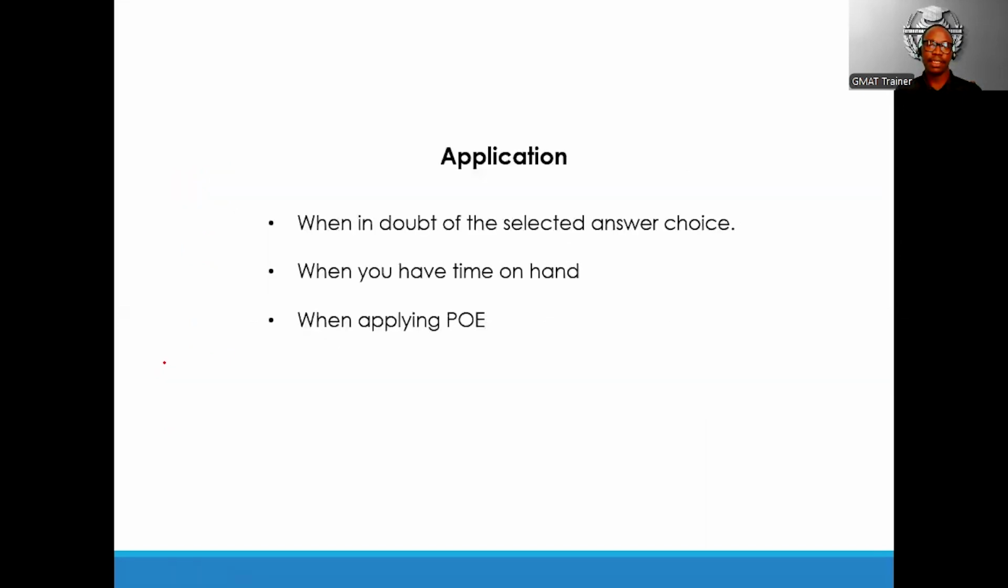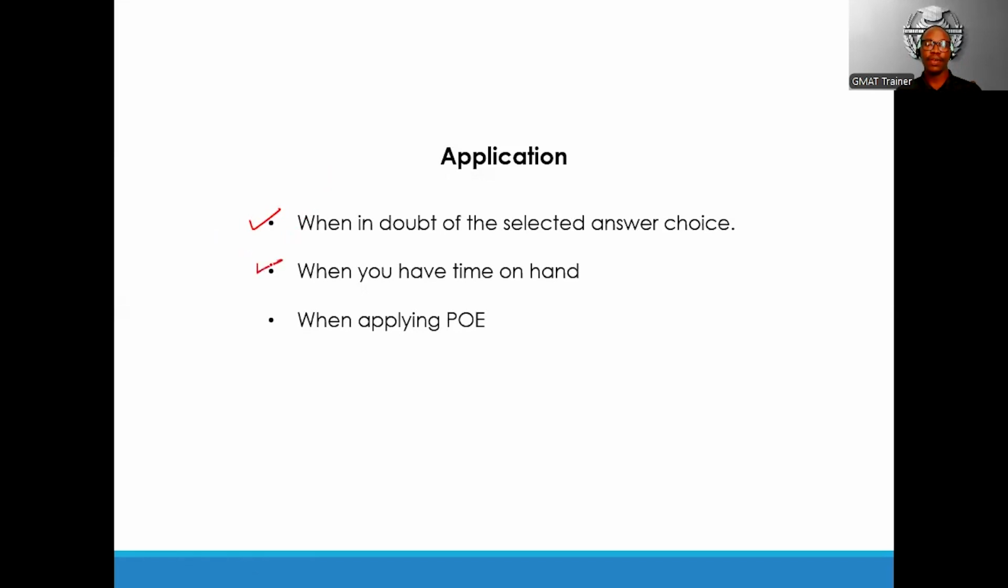So when do we apply this strategy? Most of the time you do this if, number one, you're in doubt of the answer you've selected. You're not sure, probably the question itself is a high difficulty question. You need to go the extra mile and do a thorough investigation of the answer choice you've selected. How do you do that? You conduct the negation test to see the validity of the answer choice you've selected. This will help you narrow down or be confident with the answer choice that you've gone for.